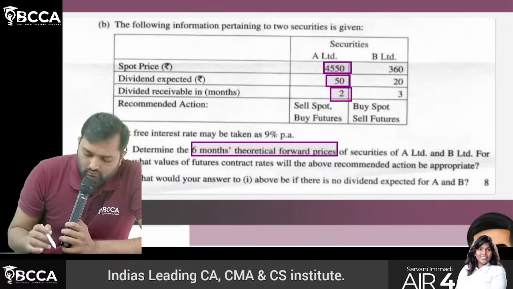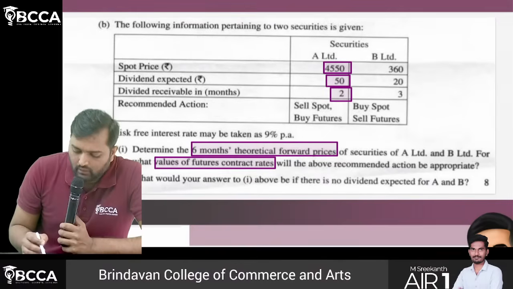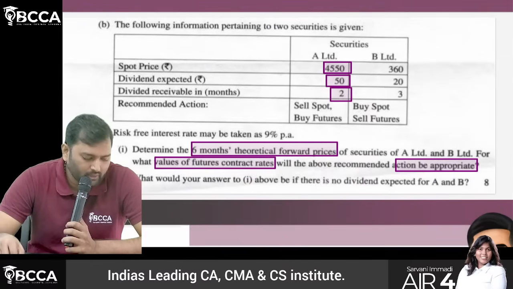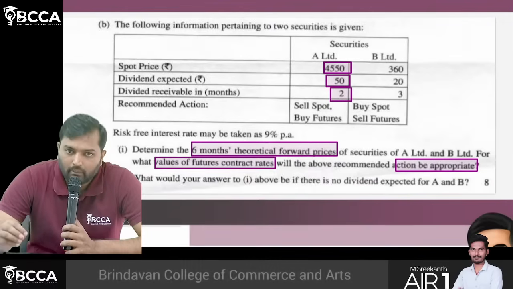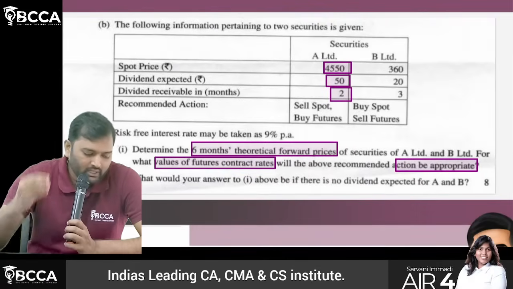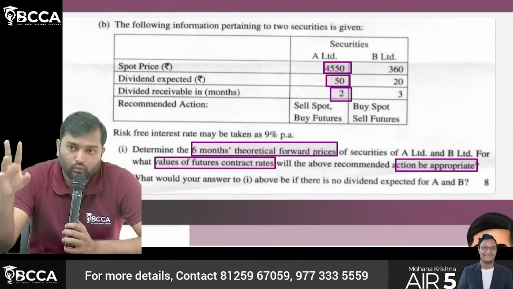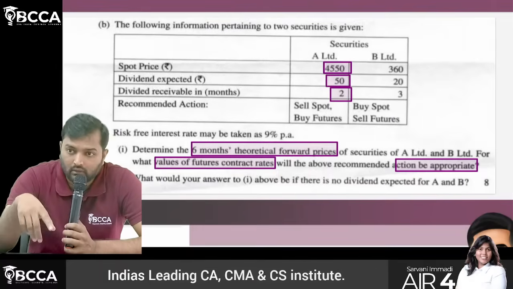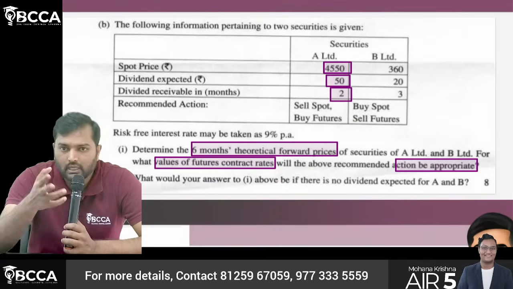For what value of a futures contract rates will the above recommended action be appropriate? So, okay, simple. What is the recommended action? Buy future. When we buy future, if it is undervalued, the arbitrator can make profit. If the stock is undervalued, the recommended action is appropriate.